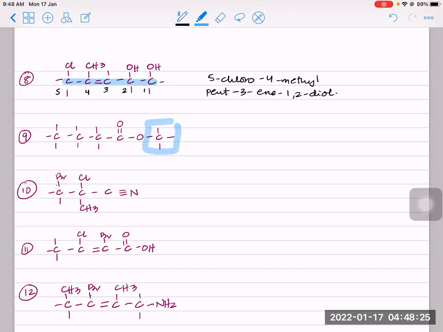So this would be methyl. And then you have 1, 2, 3, 4 carbons from acid. So this will be methyl butanoate. 4 carbons of the acid, 1 carbon of the alcohol.